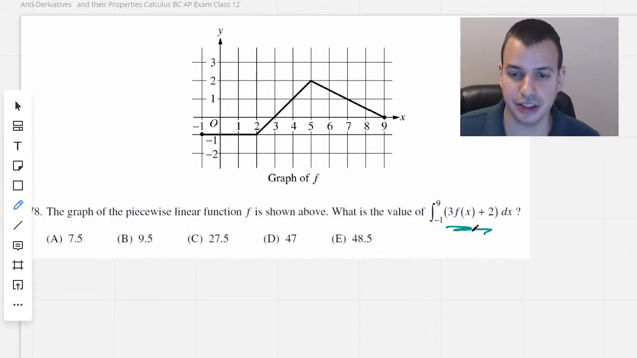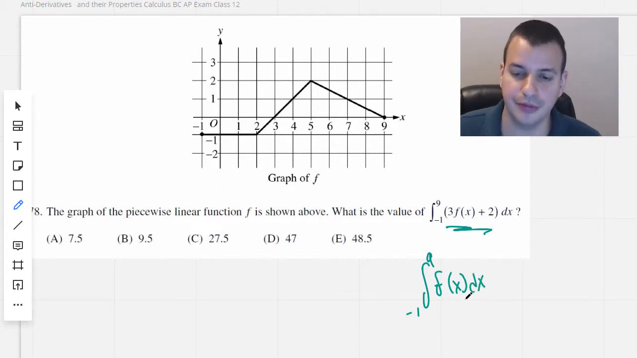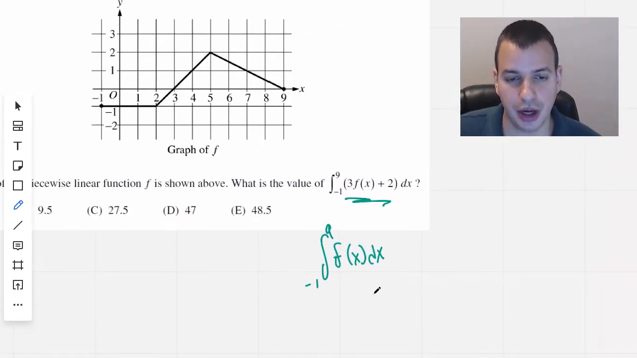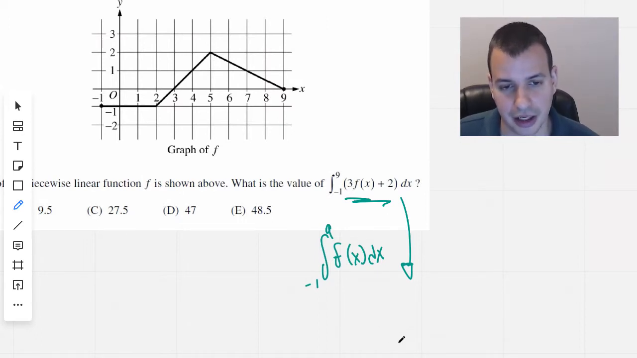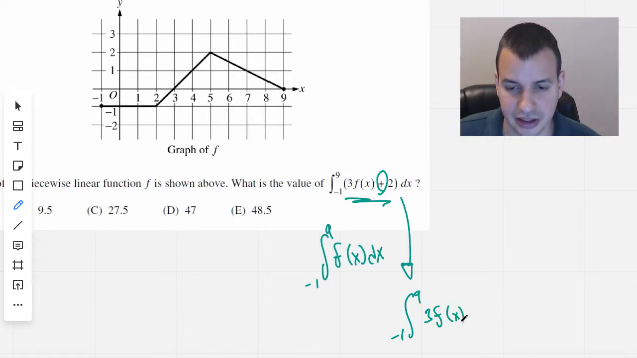All we know is what the integral of f of x dx is, and we know that because it's area under the curve. We don't know it yet, but we can figure it out, and we will. So what we want to do is rewrite this problem in terms of this. Since we have an addition sign, we can break it up: the integral from -1 to 9 of 3f of x dx plus the integral from -1 to 9 of 2 dx.